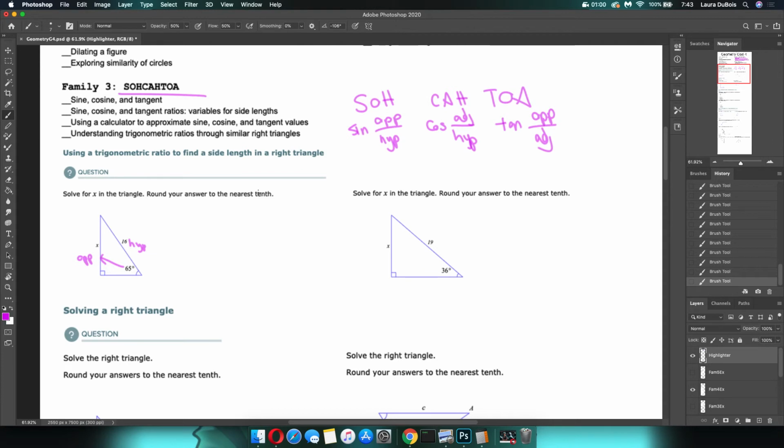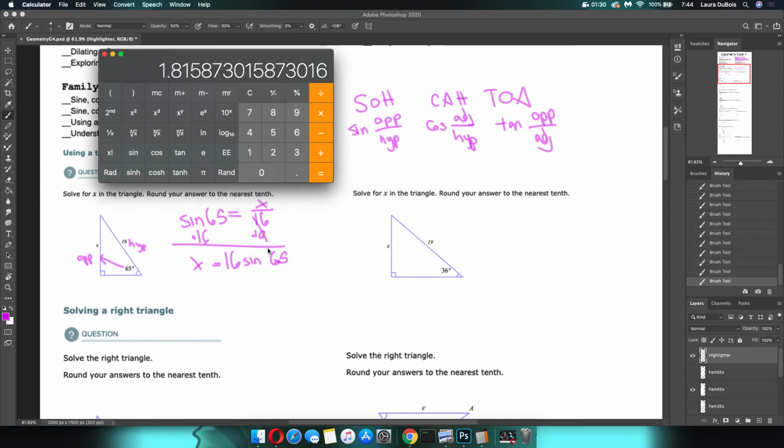Round your answer to the nearest hundredth, so we know we're going to be doing some basic setup. But what do we know? Since this is opposite and hypotenuse, this is sine. So sine 65 equals opposite over hypotenuse. All right, so if we're solving for x, I need to times 16 times 16. So that means x equals 16 times sine 65. Let's see what that turns out to be.